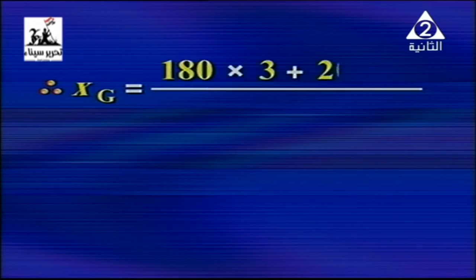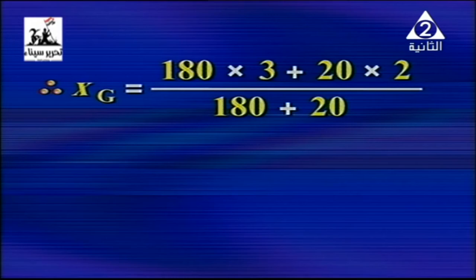m1 x1 plus m2 x2 over m1 plus m2. Then what is m1? 180, the mass of the lamina, times 3, the x coordinate, plus 20. What is the 20? It is the second mass, 20, at 2 centimeters from the point. The x coordinate is 2 over the sum of 180 and 20. The answer is 2.9 centimeter. This is xg.